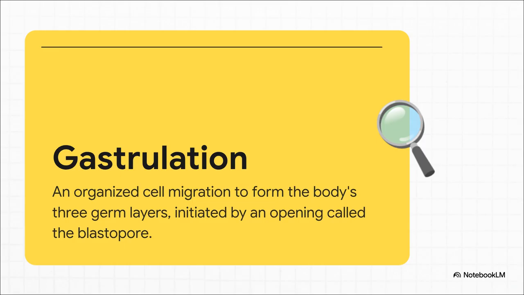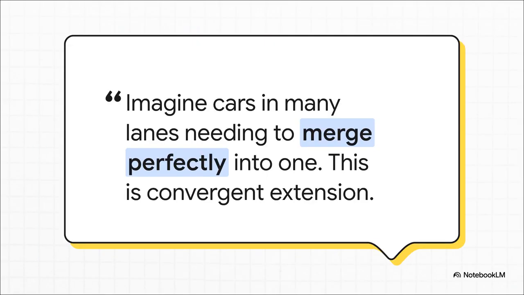They constrict at their tops and sink inward. This creates a little opening, a crescent-shaped slit called the blastopore, which acts as the main gateway to the inside. As all these cells start pouring inward, they perform an incredible maneuver called convergent extension.